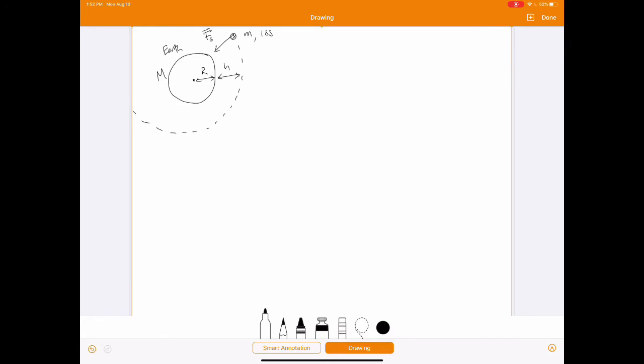Okay, so there's one last label that I want to put on the diagram, and that's the distance from the center of the Earth to the orbit. So that's little r that you see here. Now little r is equal to big R plus h, and it's the distance from the satellite to Earth's center. So it's important to keep all the different distances straight. That's how you'll do it.